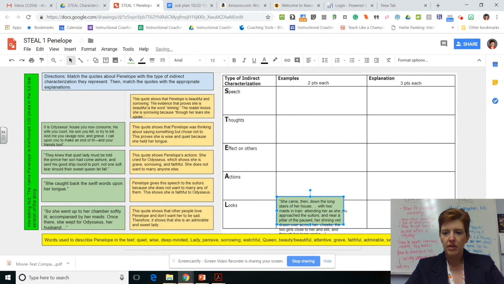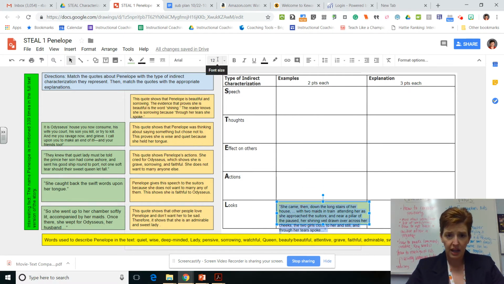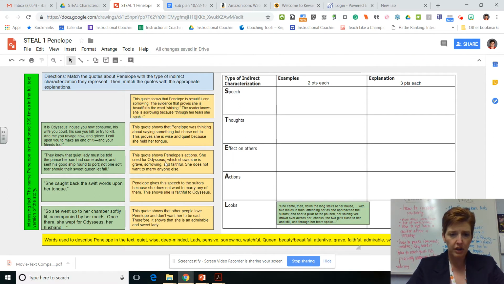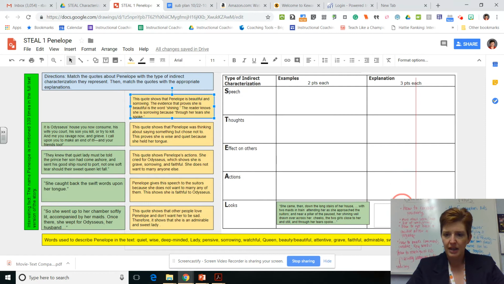Okay, so that's what she looks like, kind of shining, and this tells us something about her personality, that she looks shining and that she looks like she's been crying. So then I find the orange box over here that would explain that quote. This one says, this quote shows that Penelope is beautiful and sorrowing. The evidence that proves that she is beautiful is the word shining. The reader knows she's sorrowing because through her tears she spoke. So then I just take that explanation and I put it over there.